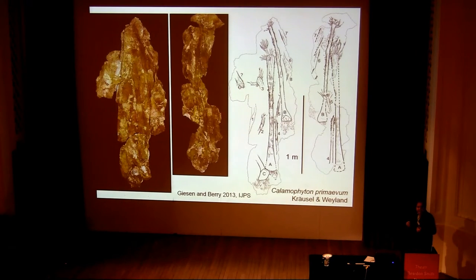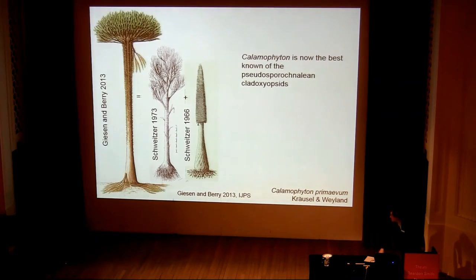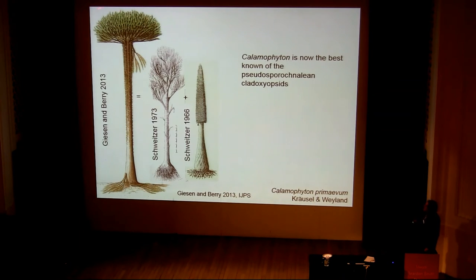But at this locality, Peter was able to collect a large number of more or less complete trees of a plant called Calamophyton. And Calamophyton here, reconstructed on the left, is an amalgamation of some old taxa, which were previously described in previous collections from the Lindlar quarry, which were made in the 1960s. Calamophyton represents a group of plants called the Pseudosporochnalean cladoxylopsids, which is a little bit of a mouthful, but you should increasingly become familiar with these very interesting plants.